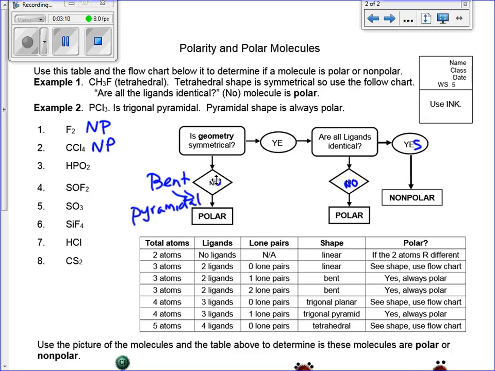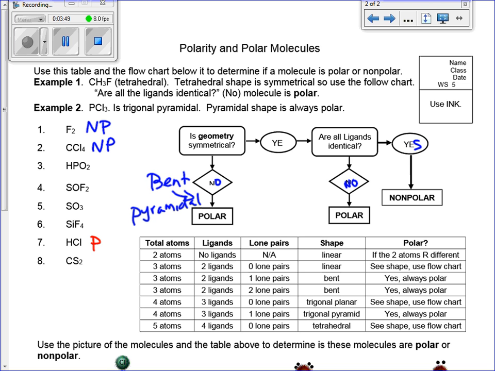Anybody want to choose a particular number to look at? 7. Let's look at 7. Okay. HCl. This one has 2 atoms. No ligands. It's going to be linear shape. 2 atoms. Are they different or the same? They are different. So if they are different, guess what they are? Polar. Okay. So this one down here, HCl, would be polar. If the atoms were the same, it would be nonpolar, but since you have an H and a Cl, they are different, it's going to be polar.